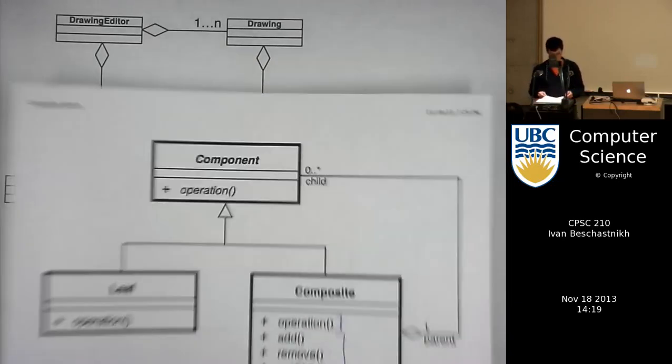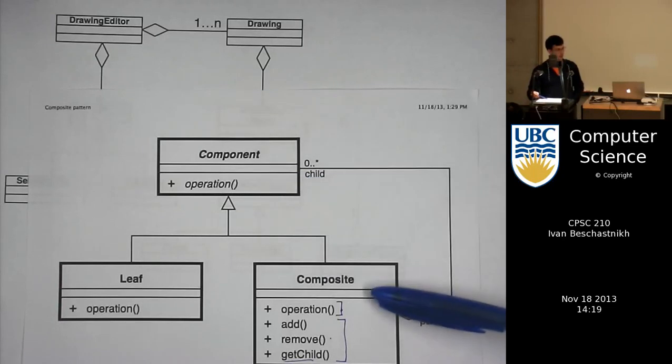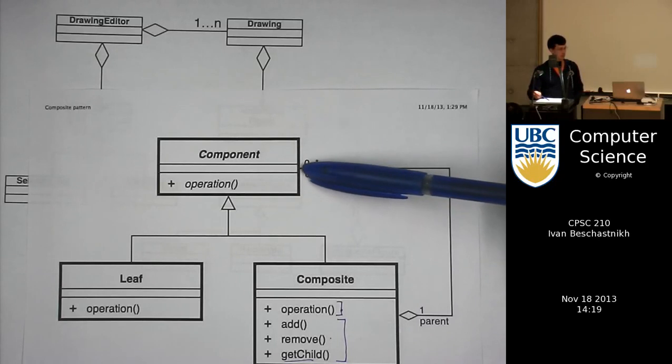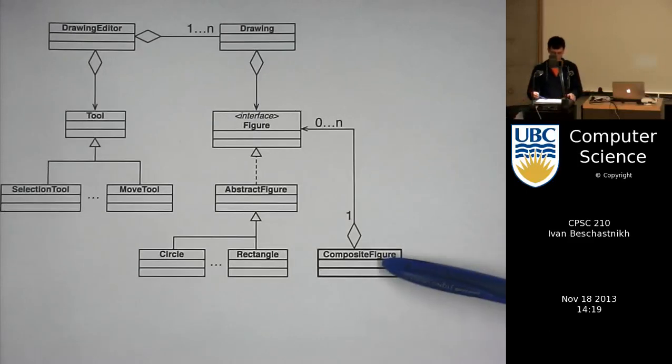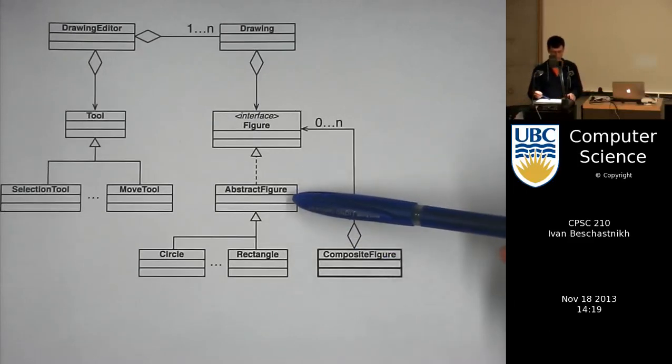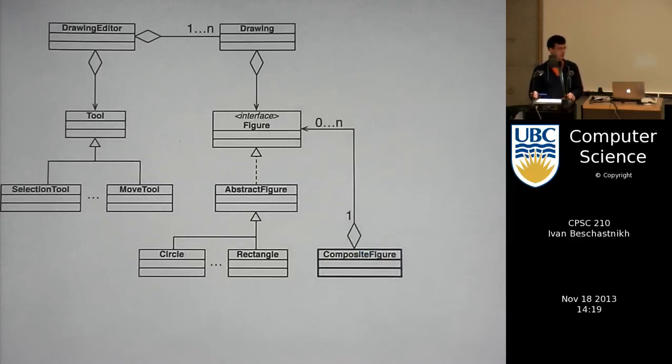Right, so the idea here was I have some component, I have some operation, I have a composite which aggregates multiple components. So I'm going to have an edge back to component. Okay, so this is what I have here. I have a composite figure. Instead of just being an abstract figure, it's now going to aggregate multiple figures. And this aggregation will be really important.